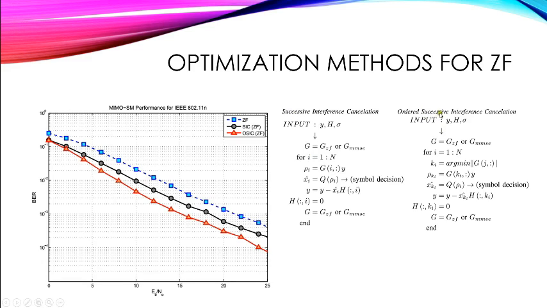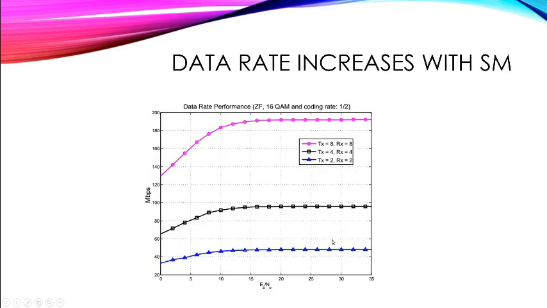What the ordered successive interference cancellation does is almost the same. The difference is that it will consider the channel conditions. So it will first decode the signal which has the best channel condition, and so the decoding will have better performance, as we can see in the picture.